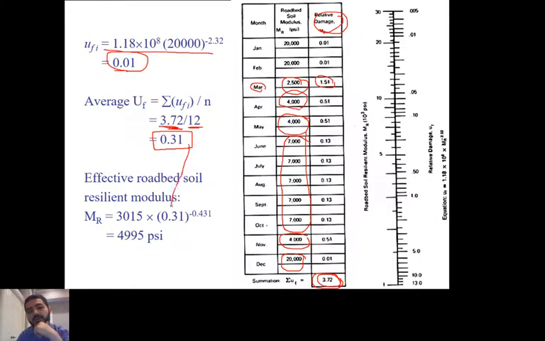So 0.31, you can apply it in here to the power minus 0.431 times 3015, and here you go, you have the effective road bed resilient modulus equal roughly about 5,000 psi. Not 20,000 like in January, not 2,500, which is in March, somewhere in between. It's 5,000 psi, where this number, if you were to apply it, we're going to have equivalent amount of damage for every single month.